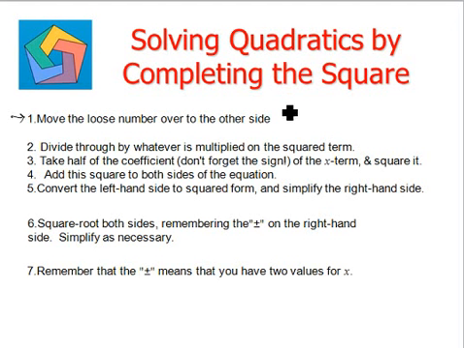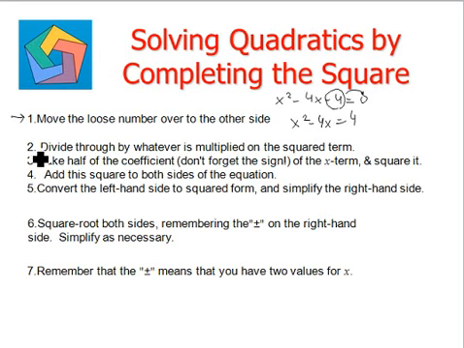Say you have an equation x squared minus 4x minus 4 equals 0. The first step says move the loose number to the other side. The loose number is a constant, that is negative 4. So we move this negative 4 to the right hand side of the equality sign. The first step becomes x squared minus 4x equals a positive 4.